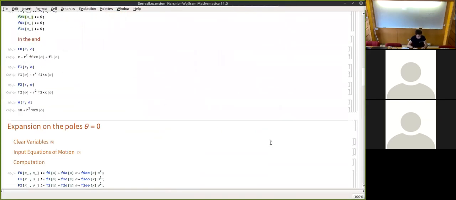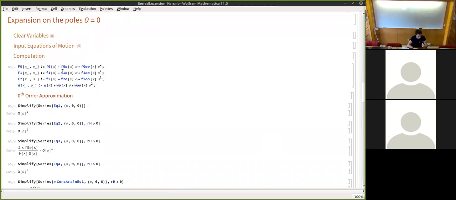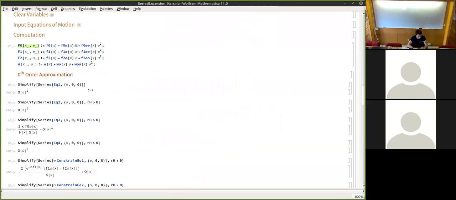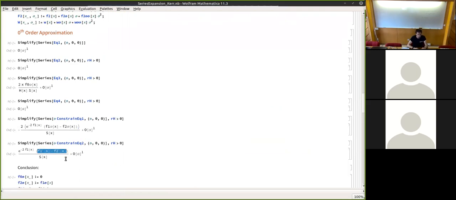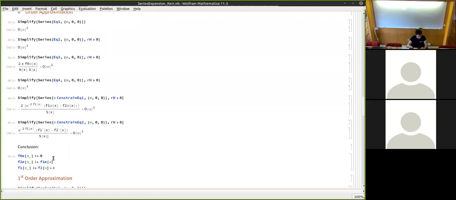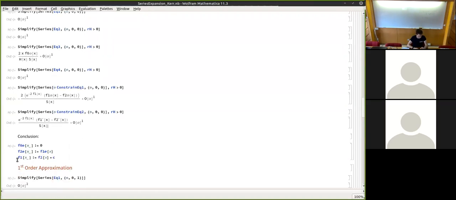If you do the same for the poles, you can do exactly the same, but now the power expansion is in theta instead of x. And as I said, it's exactly the same. So here we see that f0 theta must be equal to 0. Here we see that f1 theta must be equal to f2 theta. And here we see that the derivative of f1 must be equal to the derivative of f2. So this result here, f1 must be equal to f2 plus a constant, is associated to the conical singularities. In fact, this constant must be equal to 0 because of that.